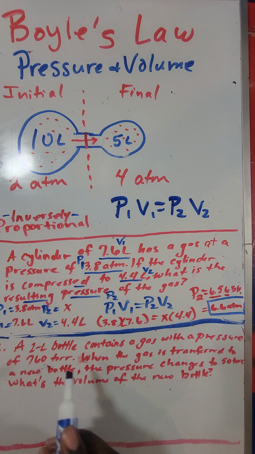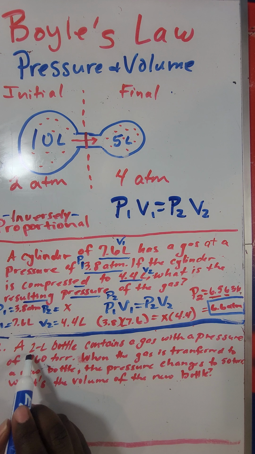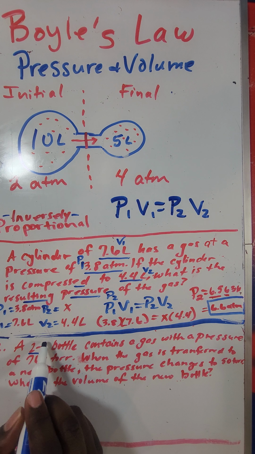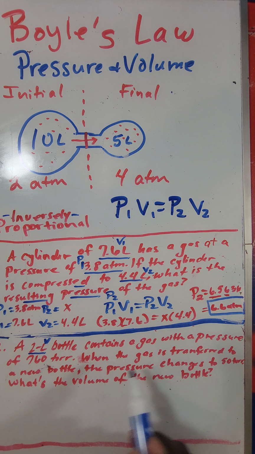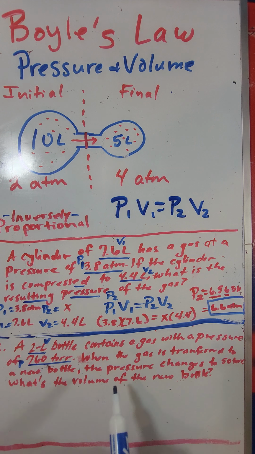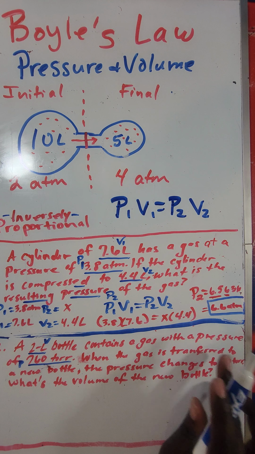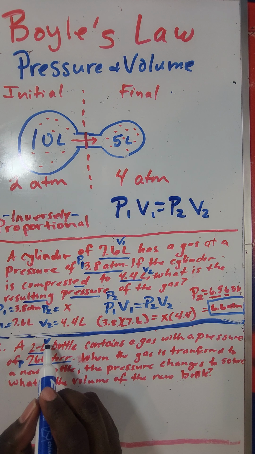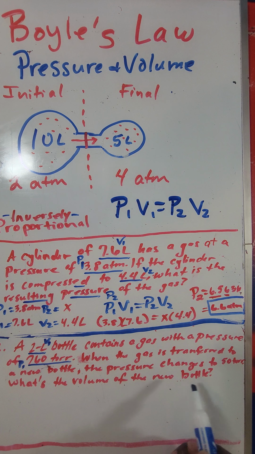All right, number 2. We have a 2-liter bottle. So it already starts us with 2 liters. We know that's going to be a volume. It contains a gas with a pressure of 760 torr. So we know this V and P go together. When the gas is transferred, so it's moving, this means this is going to be our initial and our initial.